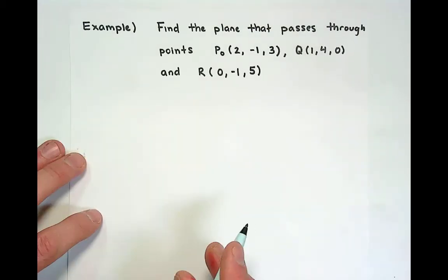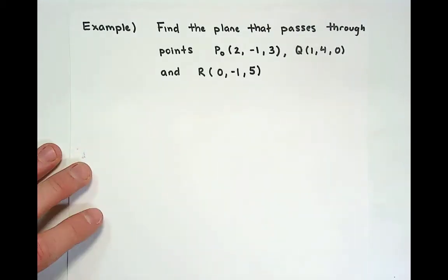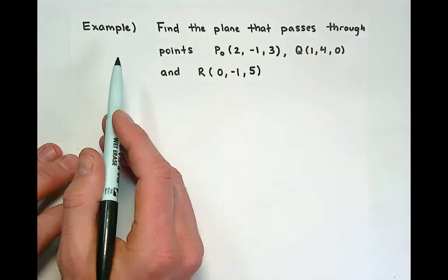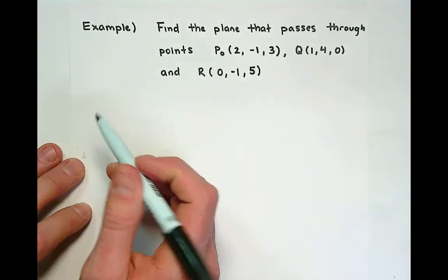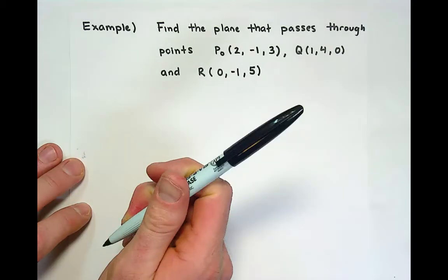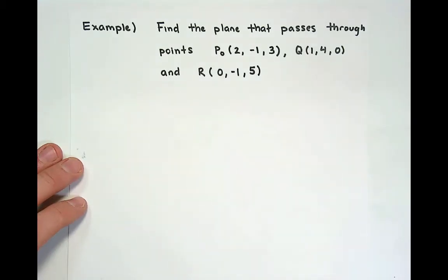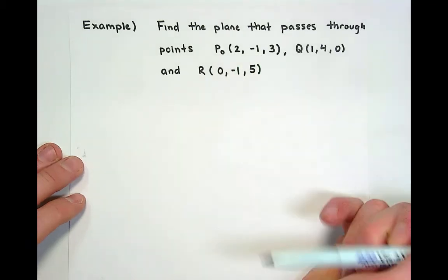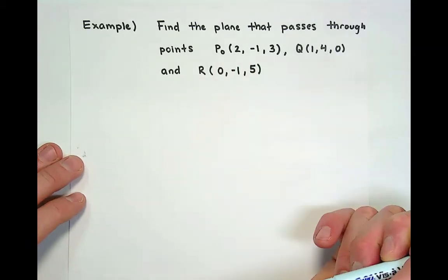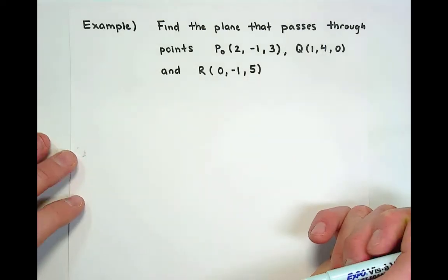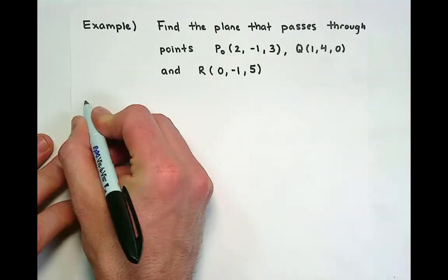Welcome back. In this video, we're going to solve our first example problem using the definition of the equation for a plane. The example reads as follows. Find the equation for a plane that passes through the 3 points P0 with coordinates 2, -1, 3, Q with coordinates 1, 4, 0, and R with coordinates 0, -1, 5.